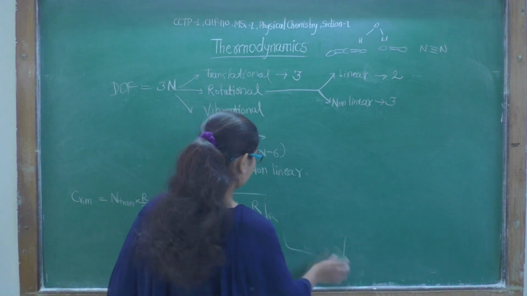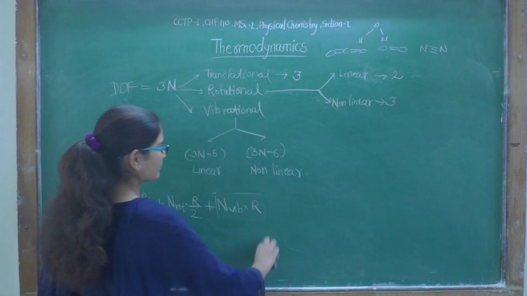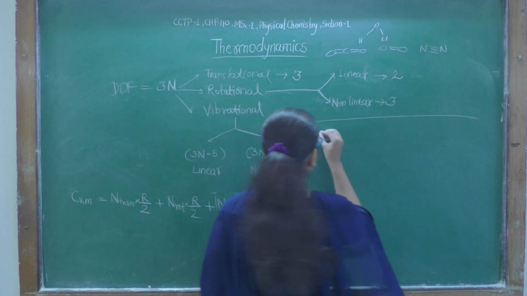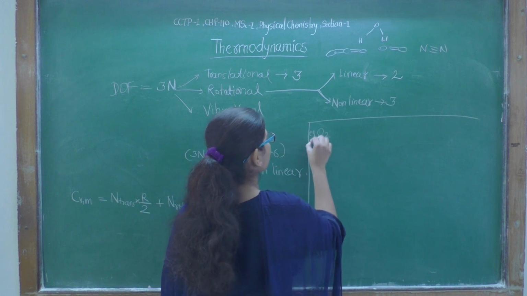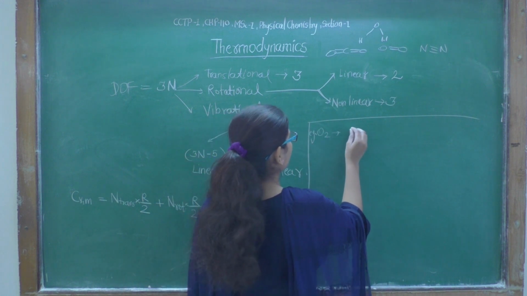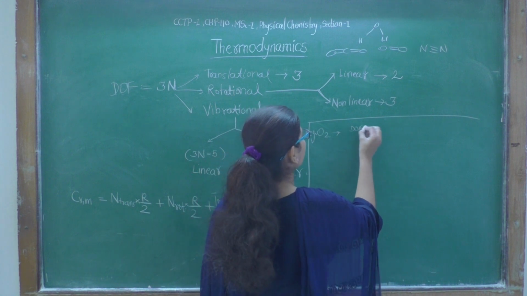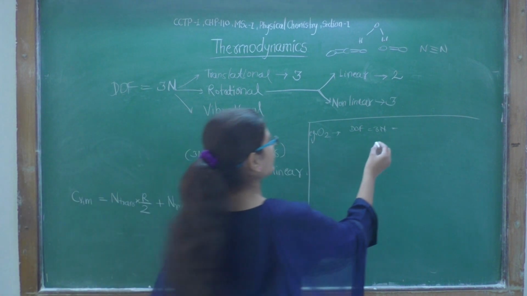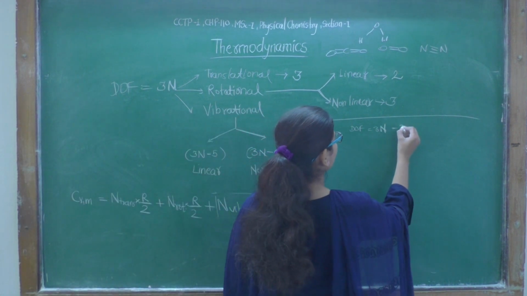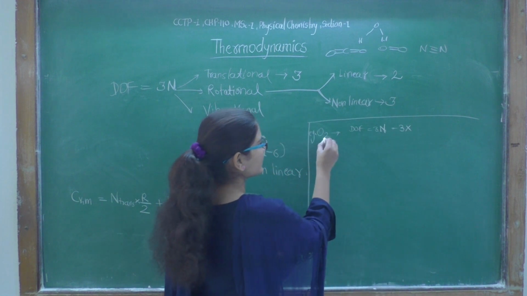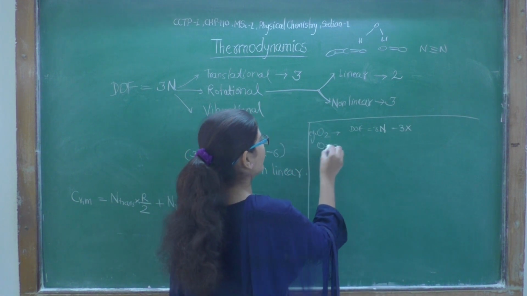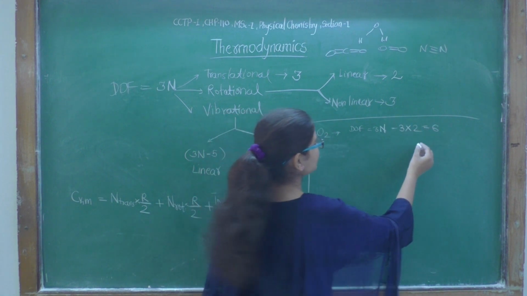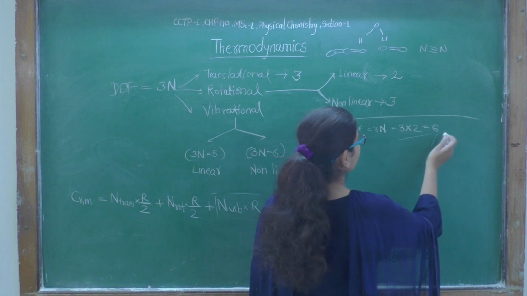Now let's see an example for understanding. If we take the molecule O2, O2 is our example. Now total degrees of freedom, 3n, will be equal to 3 into n, where n is the number of atoms. Here are 2 atoms, O double bond O, so 3 into 2 will be 6. Now these 6 are again categorized into 3.